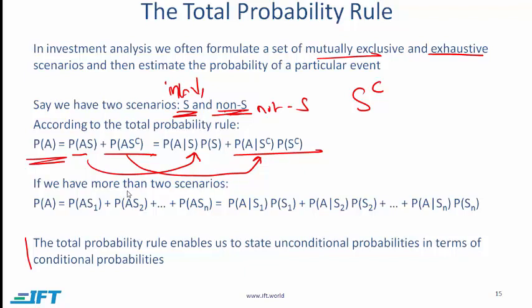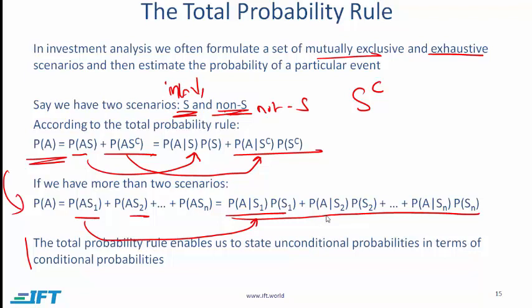If we have more than two scenarios, then the same expression can be generalized. So notice that here we have A, S1, S2 up to Sn. S1 is the first scenario, S2 the second scenario, and so on. And then each one of these items can be expanded using the multiplication rule. And again, I'll go back to what I said earlier, which is that the total probability rule allows us to take conditional probabilities and use them to arrive at an unconditional probability.